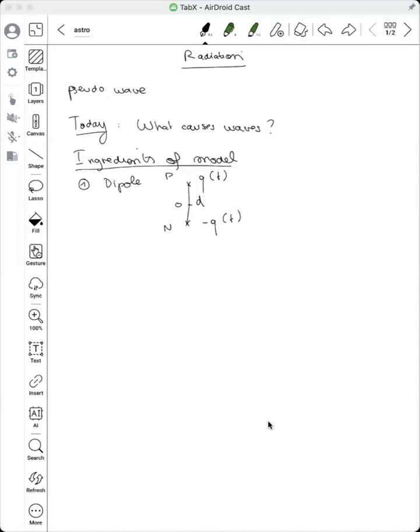The way I'm going to formalize the movement is the following. The charge q of t is equal to q0 cosine omega t, okay?